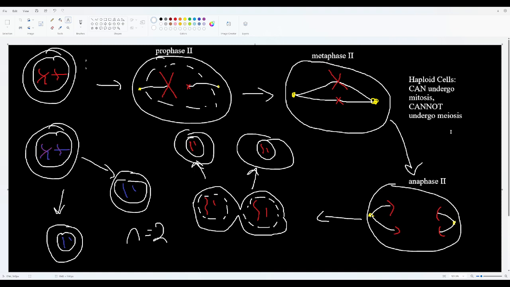However, haploid cells cannot undergo meiosis, right? Because remember what we did during meiosis? We split the genome in half. We split everything in half. We can't do that again. It will be like 1/2 equals 1 in this case. That doesn't make any sense.